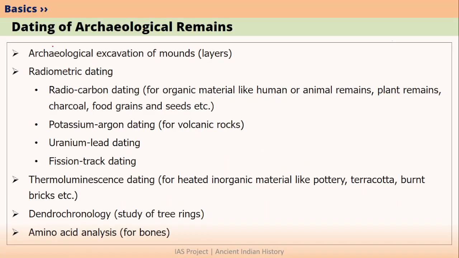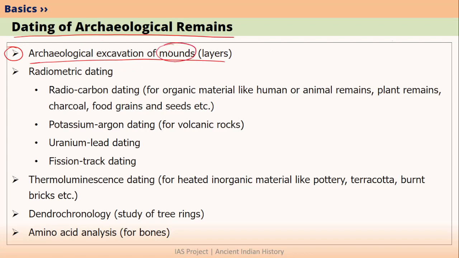Now let's try to understand how dating of archaeological remains works. Dating of archaeological remains simply means finding out the age of archaeological remains, like pottery and stone tools. There are many scientific techniques available for the dating of archaeological remains. The first method is archaeological excavation of mounds.